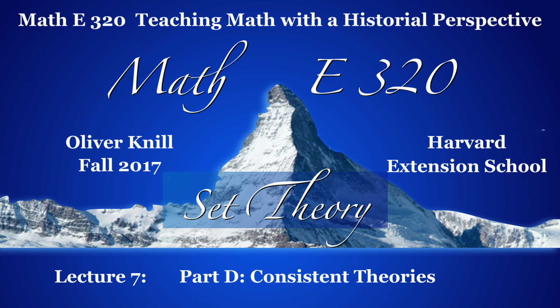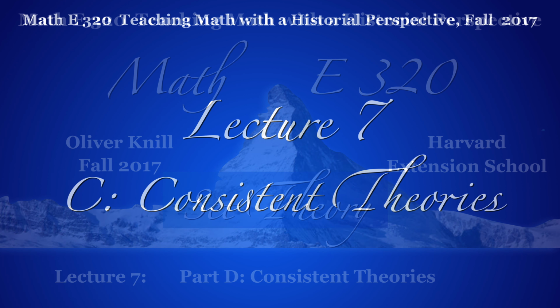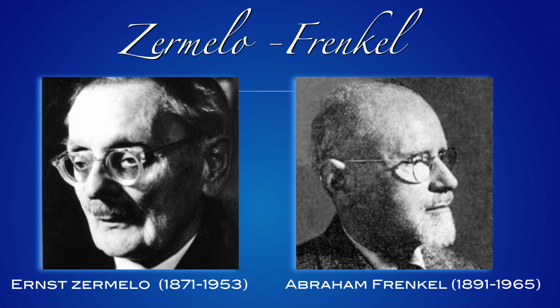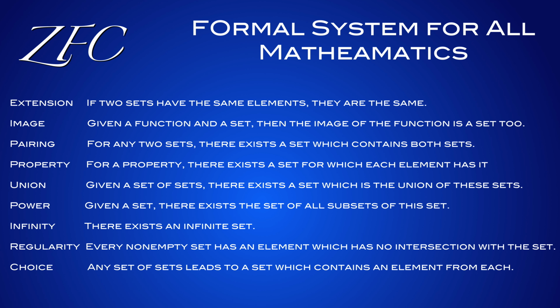In this last part, we look at some consequences of the theory which Cantor has founded. The question of whether there are consistent theories of mathematics. It was Zermelo and Fraenkel who built a system in which the Russell paradox does not appear anymore. So here is this formal system of all mathematics called ZFC. It has some very obvious statements like if two sets have the same elements, they are the same. Well, then there is this infinity axiom, there exists an infinite set, and so on.